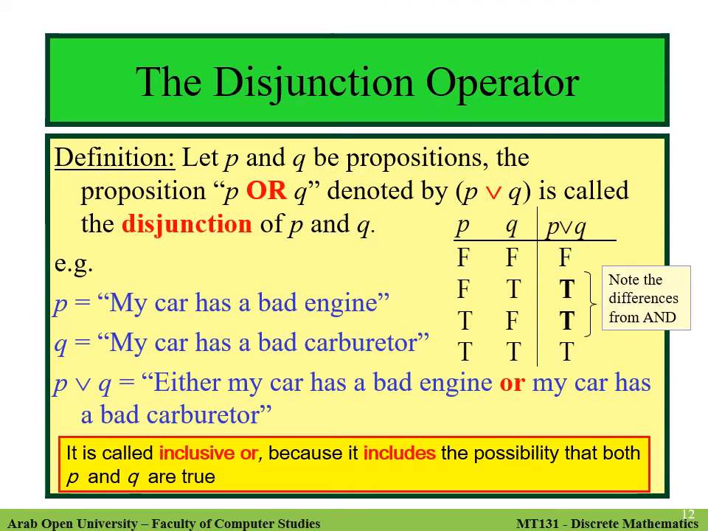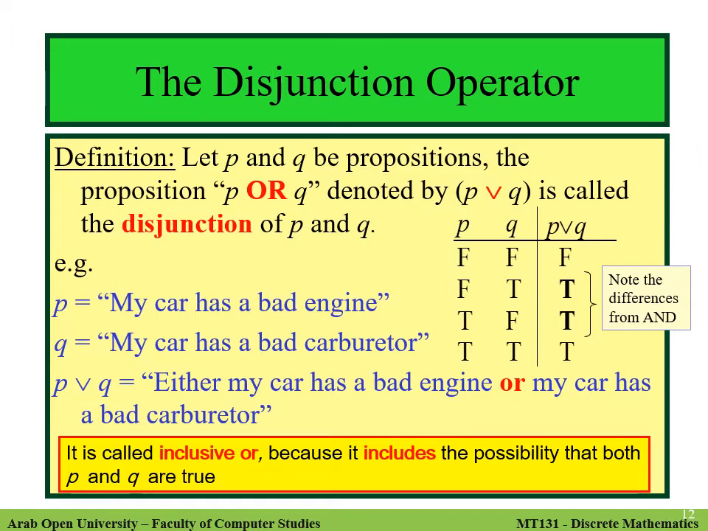Next operation is the disjunction, or we use OR. Again, you need two propositions, P and Q. The compound statement now is P or Q, or you can use the symbol for OR and write it as P ∨ Q. This is called the disjunction of P and Q. But as we did before, let's look at an example and then we'll go back and see the truth table.